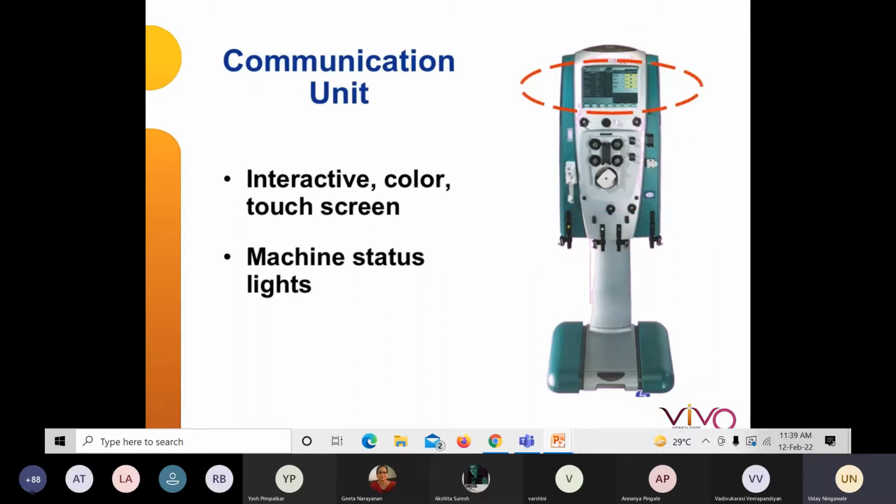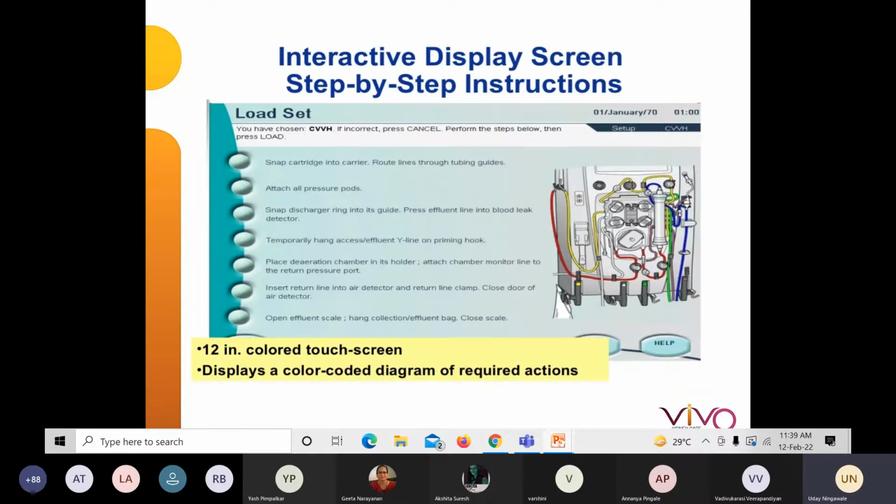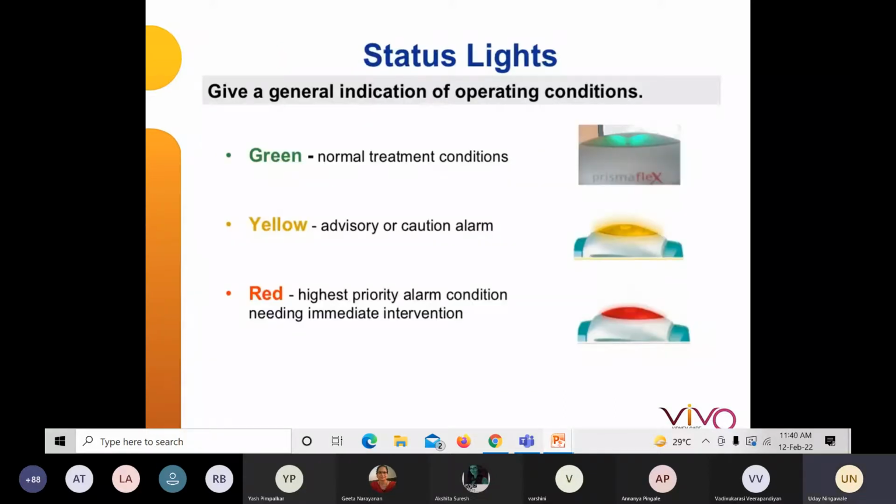Communication unit: an interactive color touch screen, and the machine status is shown with a light. The interactive display gives step-by-step setup instructions for the total procedure, such as how to load the set. Every instruction comes on the display. It is a 12-inch color touch screen display, and a color-coded diagram shows the required actions. Whatever you perform, and the status of the machine, gives a general indication of operating conditions: green is normal treatment conditions, yellow is an advisory or caution alarm, and red is the highest priority alarm condition needing immediate intervention.